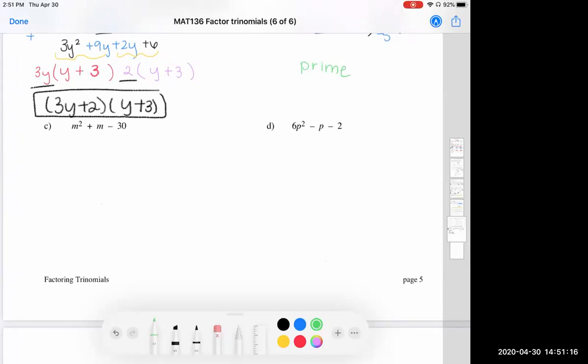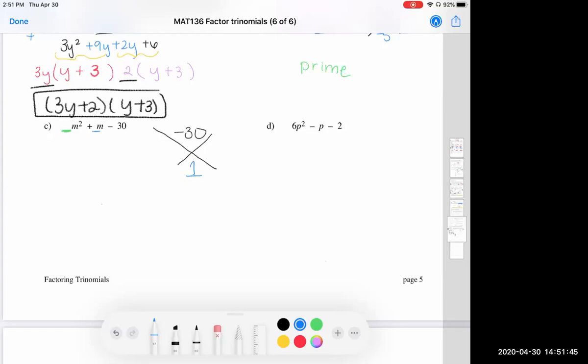Now, they didn't emphasize it: when you have a leading coefficient of 1, it makes things much, much easier, so you don't have to do as much work. So 1 times -30, you get -30. My middle term is a 1. All right, so what numbers multiply to give you -30 and add to give you 1?